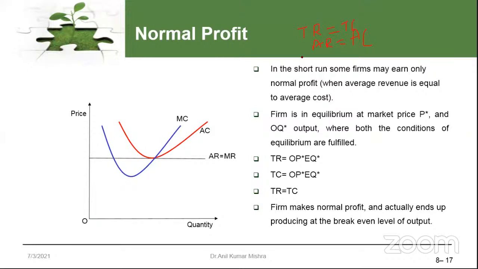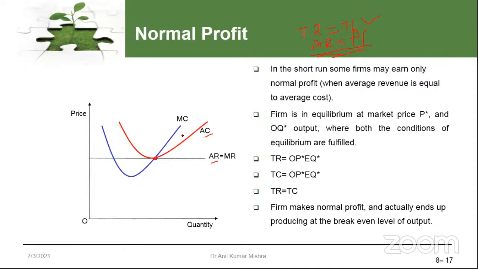Now, what is the condition I read? The total revenue must be equal to the total cost. Average revenue must be equal to the average cost. That means we have to draw the average cost in such a manner that it is tangent to the average revenue. Average cost must be equal to the average revenue when they are tangent to each other. And the tangent is the minimum point, and the marginal cost also passes through that minimum point. So this is the point of equilibrium.